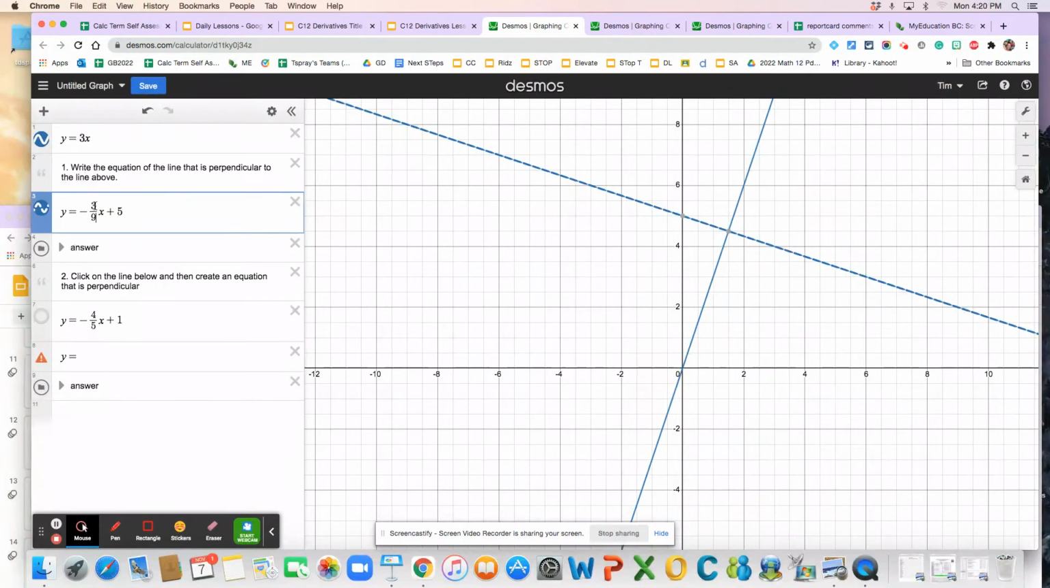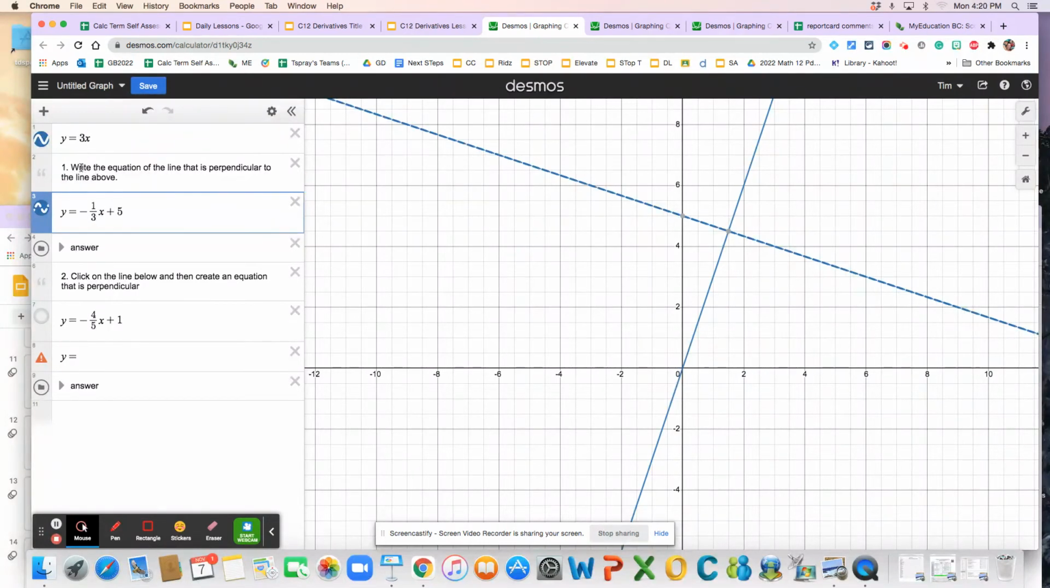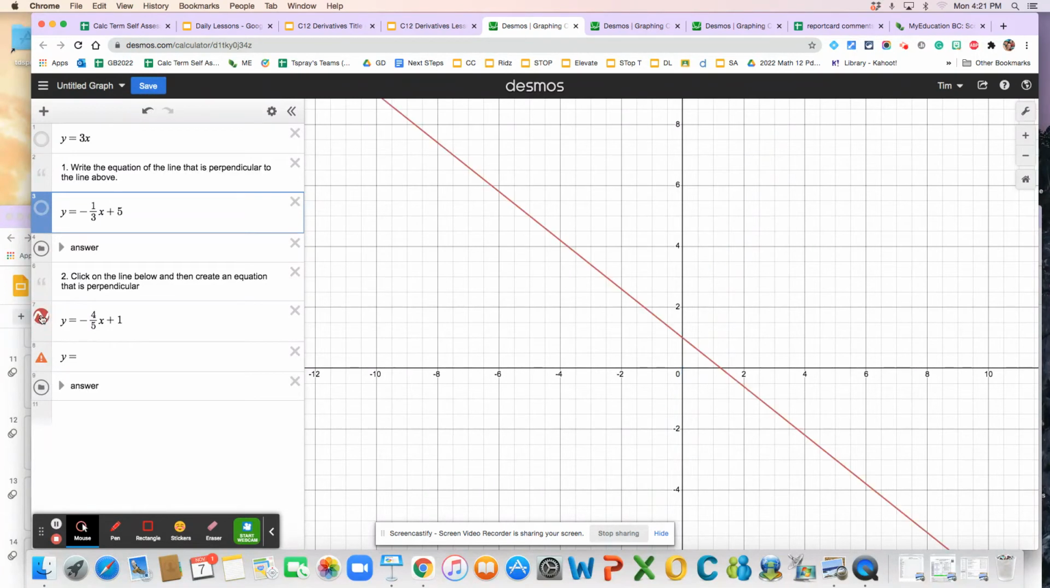And if I simplify this fraction, look at this. It's going to be 1/3, which is the negative reciprocal of 3. Let's try it again just to make sure you believe me. Here is an equation, y equals negative 4/5.